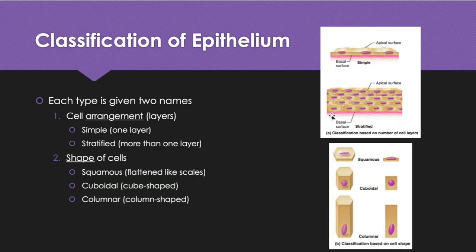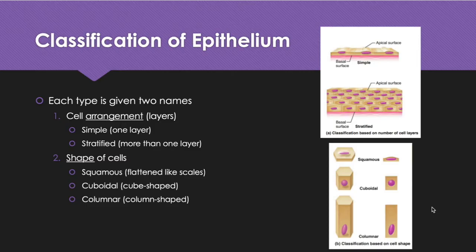The second part of the name comes from the shape of the cells. If the cells are flattened, like we see over here, we call those squamous. So if you had a single layer of flattened epithelial cells, we would call that simple squamous epithelial tissue. Next we have cuboidal, which has a cube shape to it. You can see that right here. And then columnar has a column shape to it.